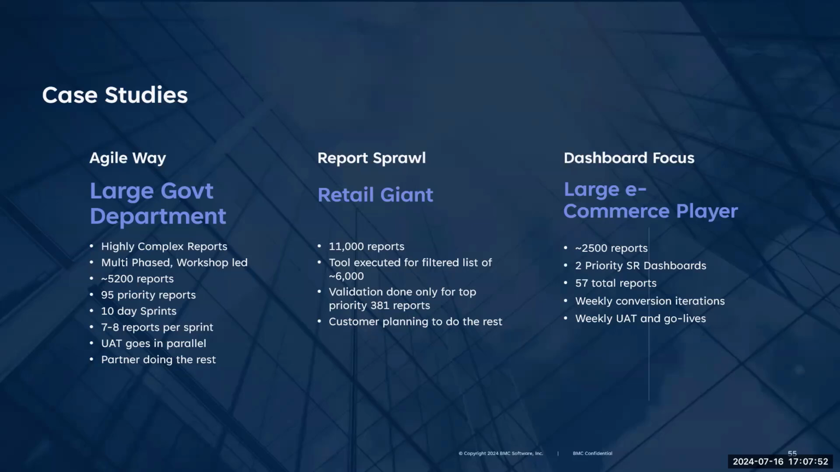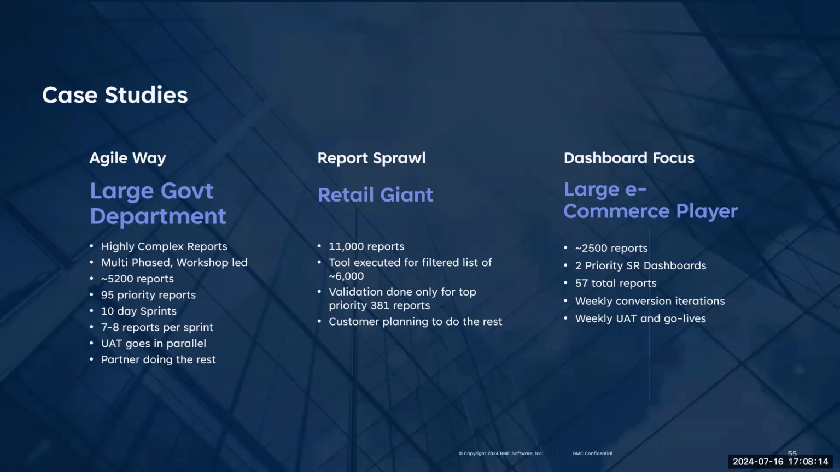And in an agile approach, you can imagine the UAT was going in parallel for the batch created in the previous sprint. Now, the PS was involved in the pilot phase. Now, the partner is doing the rest of the reports.